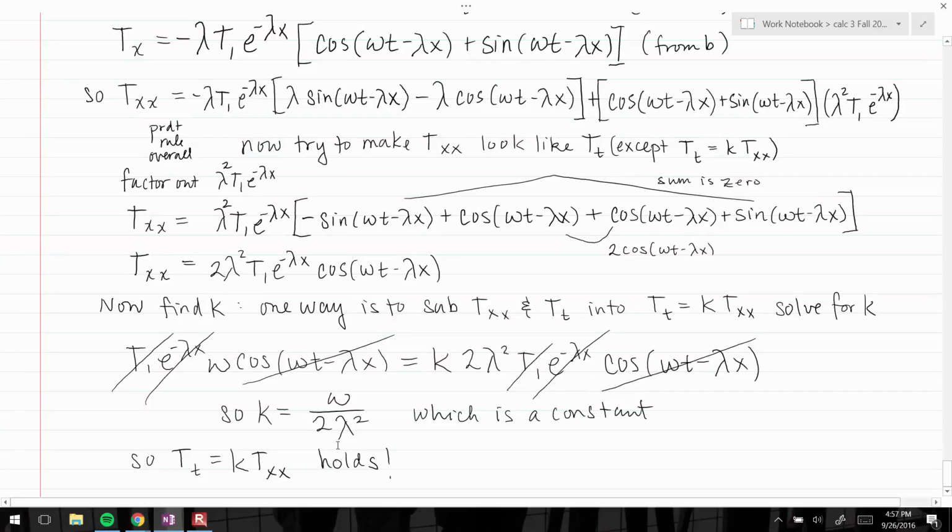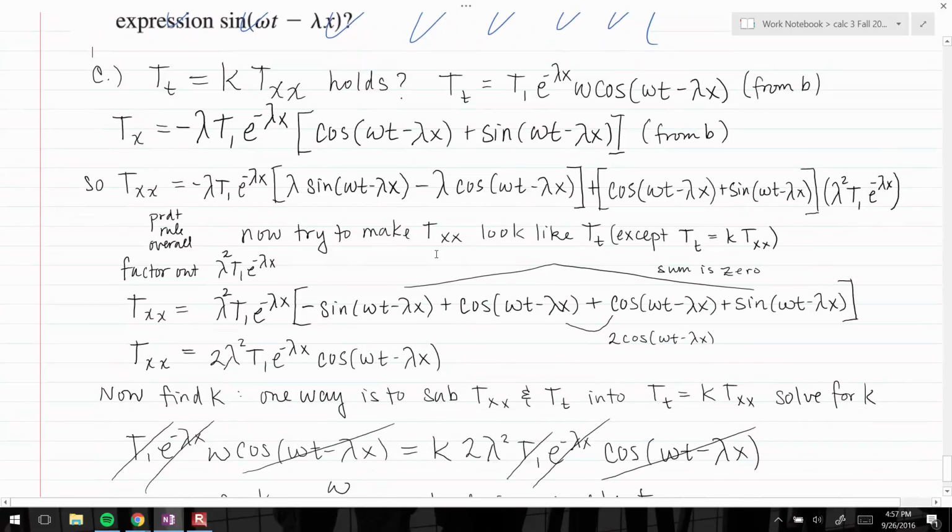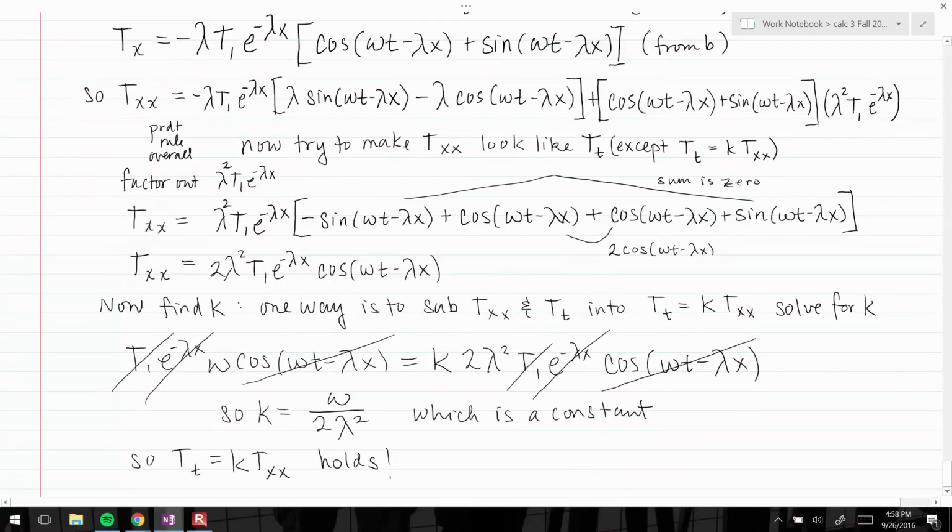So that's it. You don't have to memorize those partial differential equations. It's just being able to do a problem like this, or maybe even a little bit simpler. That's it.